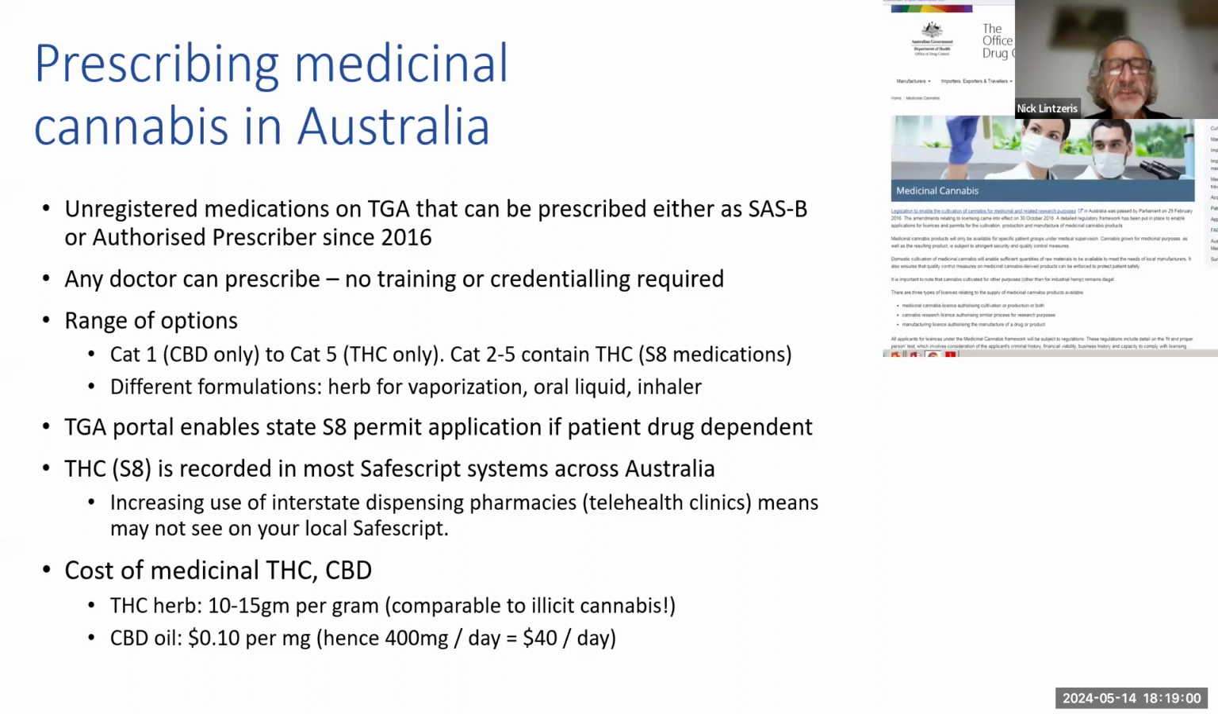What do we mean by medicinal cannabis in Australia? Now, some of you may well be prescribers or pharmacists who are already involved in medicinal cannabis, so you know about this stuff. But for those of you who aren't, we've had the ability in Australia since 2016, either as a special access scheme or authorised prescriber, to prescribe a range of products. There are now currently over 800 products that we can prescribe.